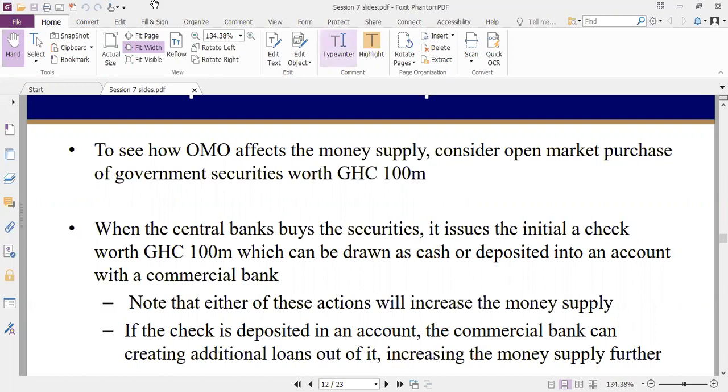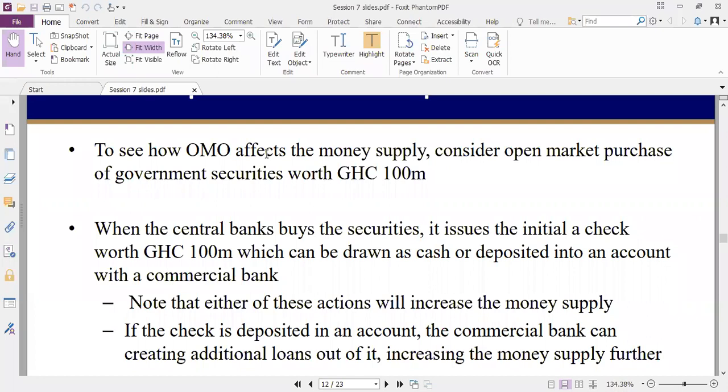Okay, so if that is the case, we can now talk about considering an open market purchase of government security worth 100 million. That is the one in the slide. So we are saying that when the central bank buys the security, it issues the initial seller a check worth 100 million, which can be drawn as cash or deposited into an account with a commercial bank. Note that either of these actions will increase money supply because we are giving you back your money. So maybe you can leave your account there, so that when the time is due, they pay my amount into this bank.